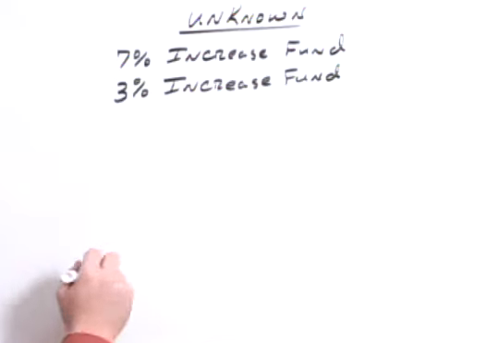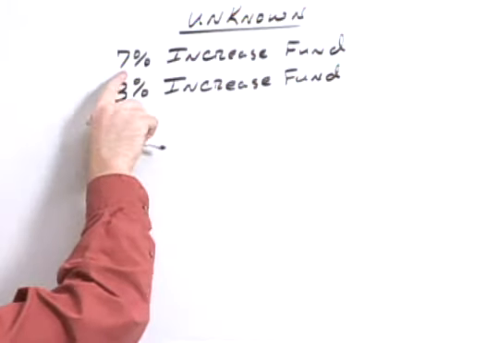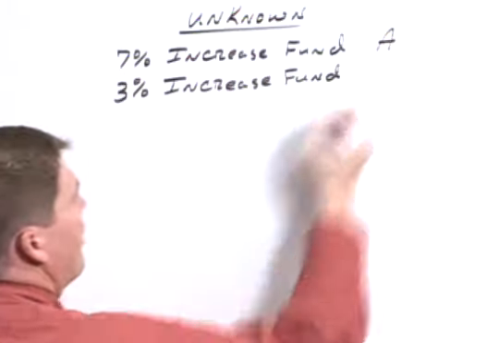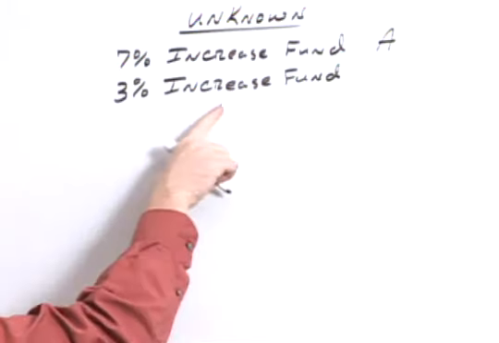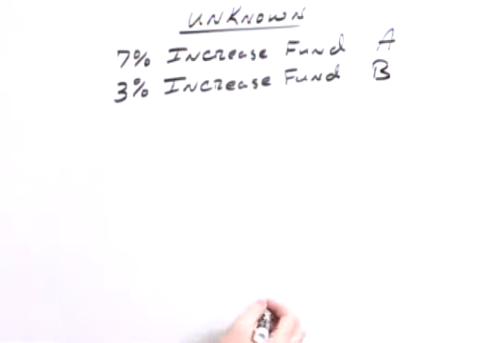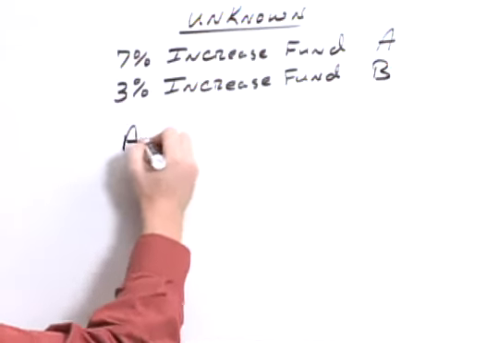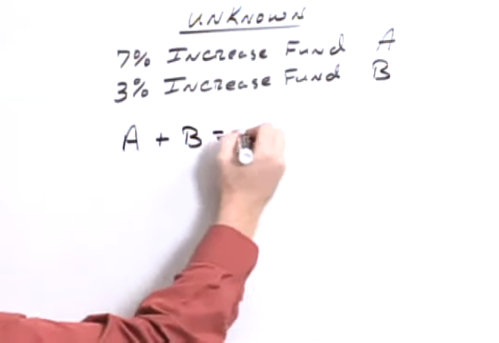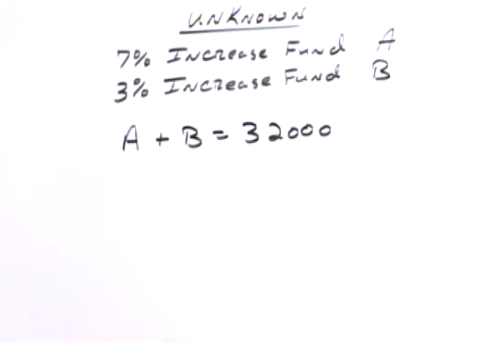We have 2 unknowns, that being how much money she invested in the fund that increased 7%, which we can call A, and how much she invested in the fund that increased 3%, which we can label B. Since she invested $32,000 total, we have the equation A plus B equals $32,000. But she also had a profit of $1,760.